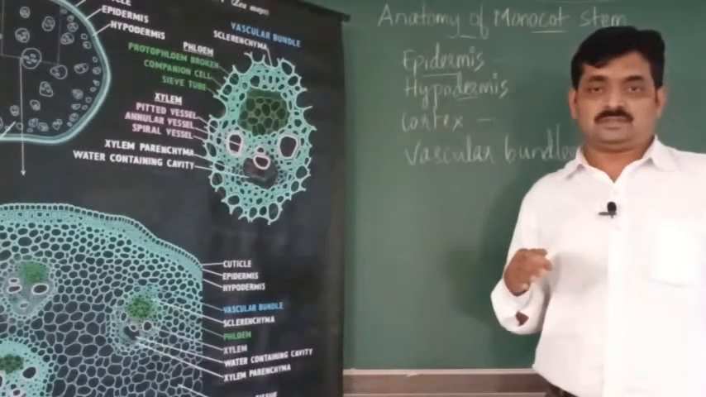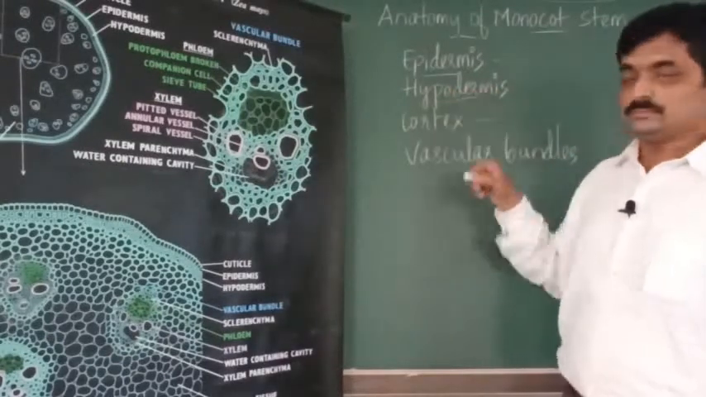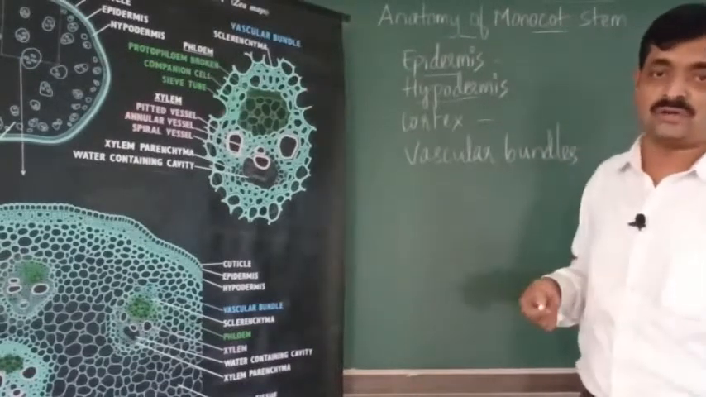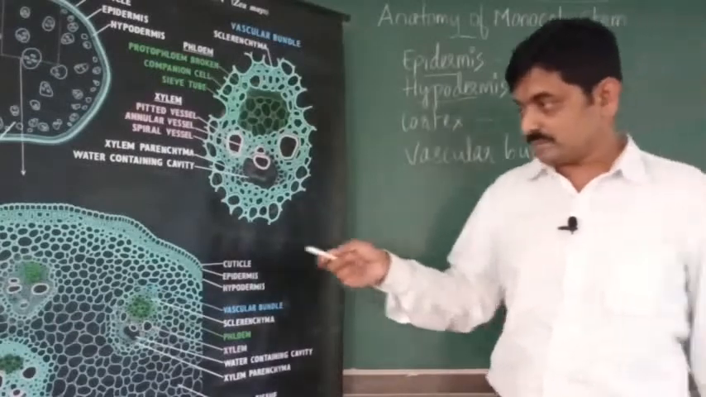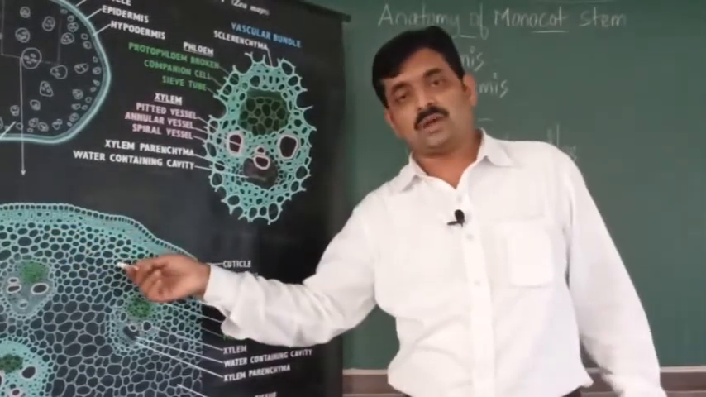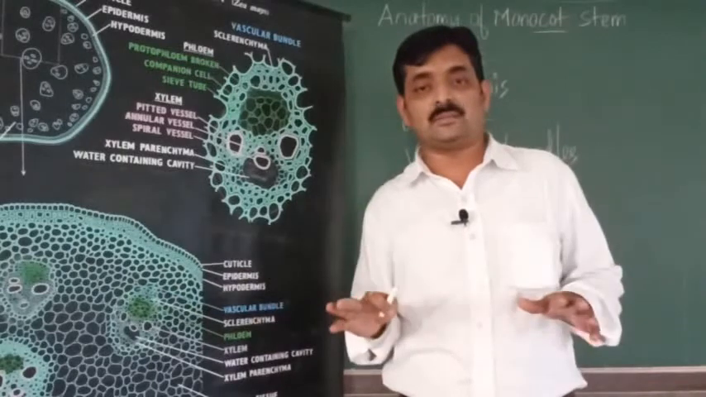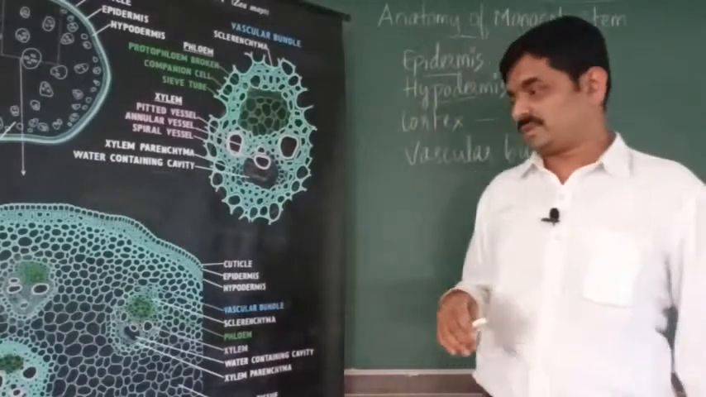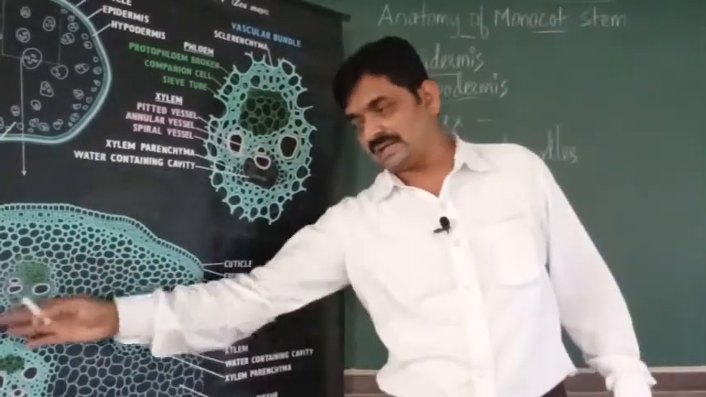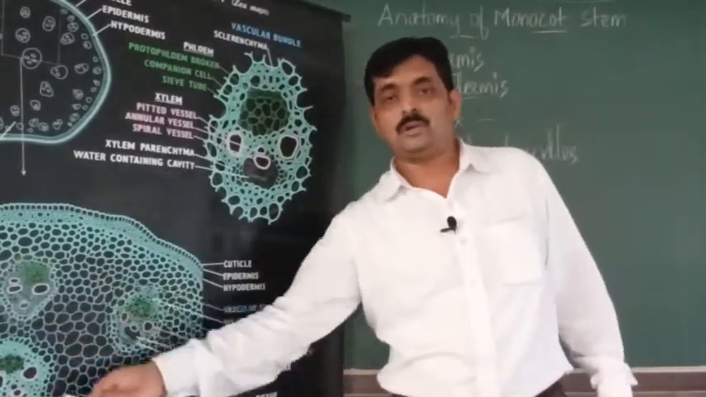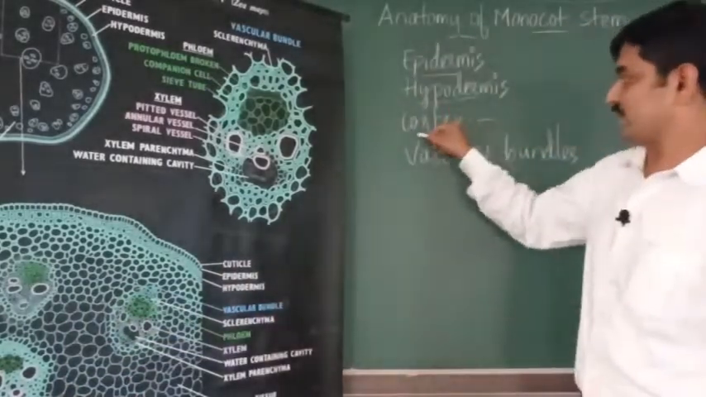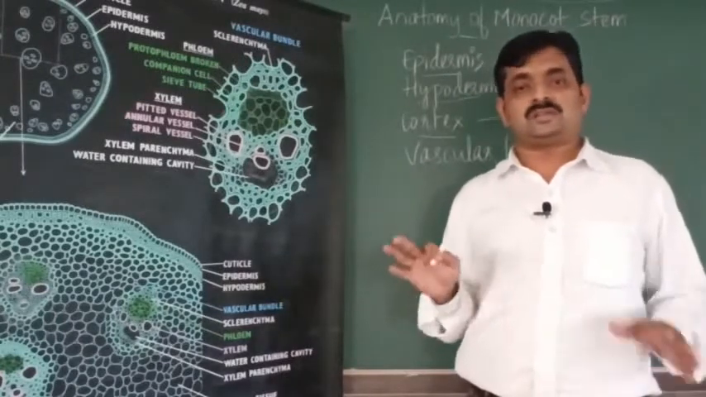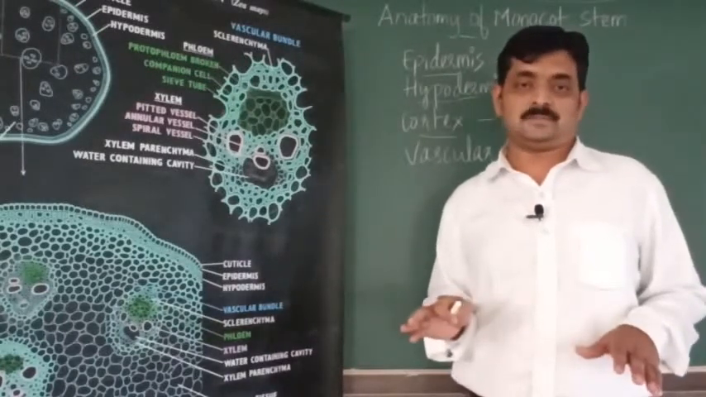Below epidermis, the next part is the hypodermis. Now this hypodermis is composed of sclerenchyma cells. So here you can see hypodermis is composed of sclerenchyma cells in monocot stem. Then below the hypodermis, the complete part below the hypodermis is the cortex. So cortex in case of monocot stem is composed of parenchyma cells.